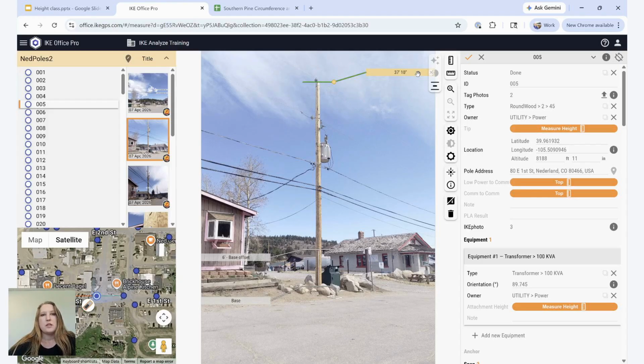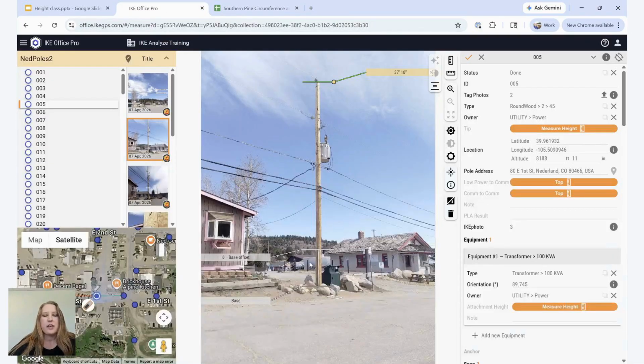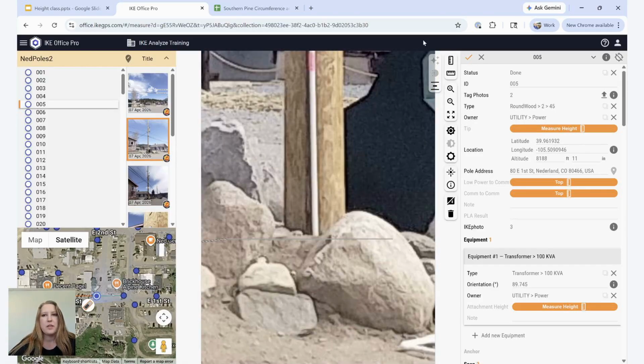On our southern pine table that we have here, it does have the approximate ground line distance from the butt. The butt is basically the bottom of the pole. In this case, 6.5 feet is going to be pretty close to where we're at. And then this also has the diameters that I should expect. I'm going to use IKE to measure these diameters since our fielder did not collect them.